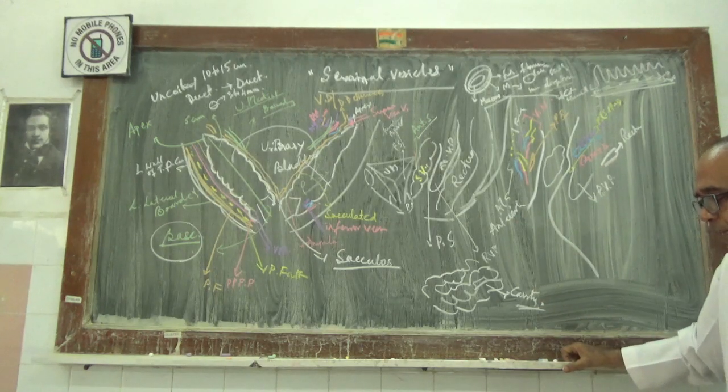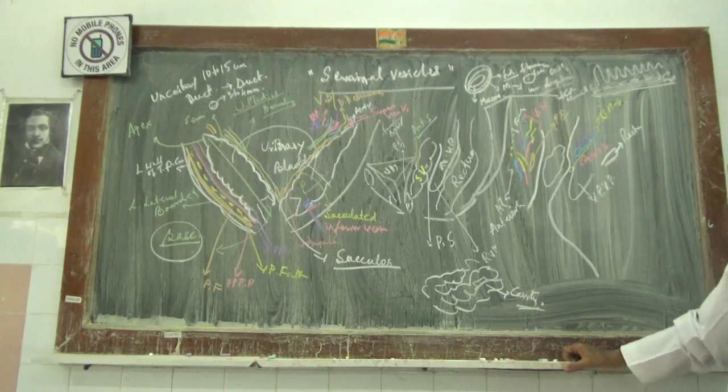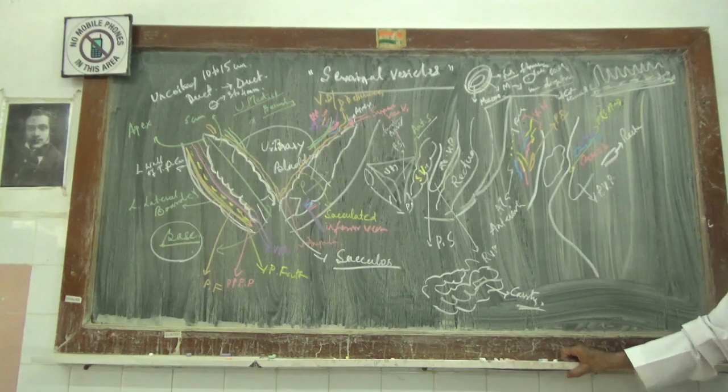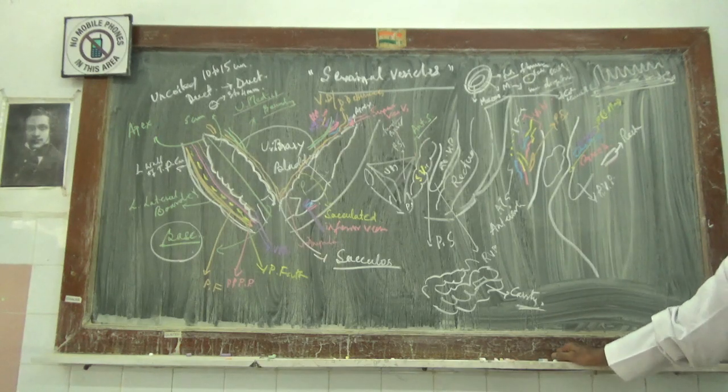Now after having that, you have to go to the embryology. Embryology of the seminal vesicle: as it is a part of the urogenital system, it is developed from the mesoderm.